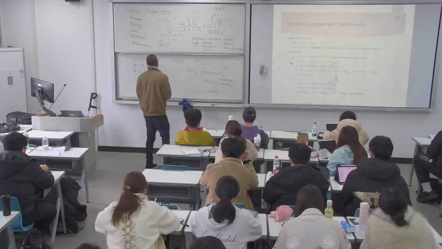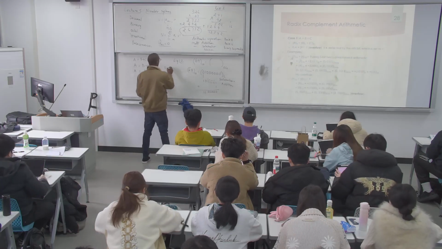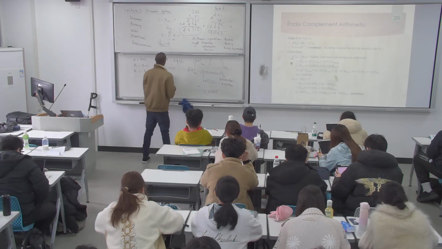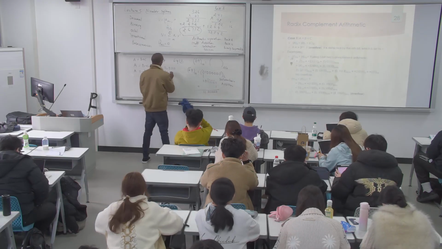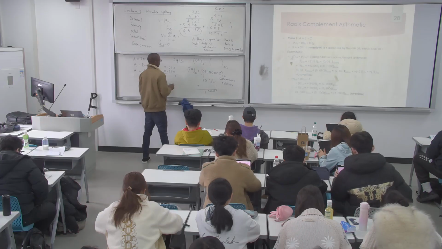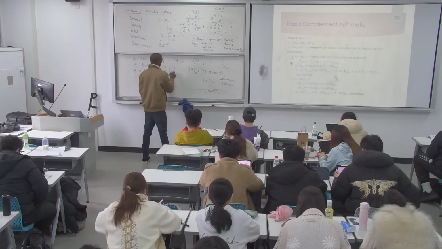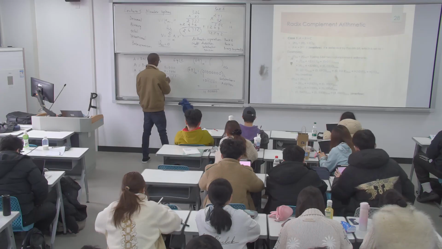You have 0, 0, 1, 1, 1, which is 7. Then we have 0 and we have 1, 0, 0, 0. This is 4. If you do the addition of these two binary numbers, you go bit by bit. You have 1 plus 0, 1 plus 0, 1 plus 0, and 0 plus 1, and you have this much.